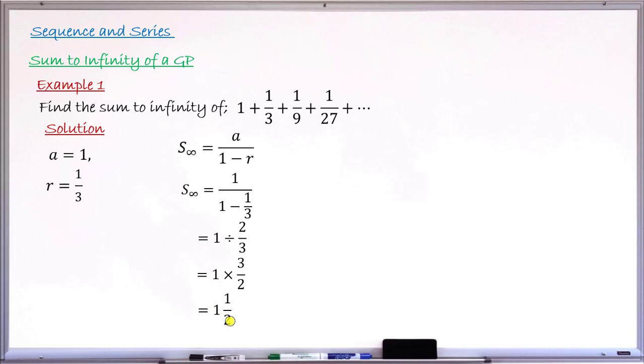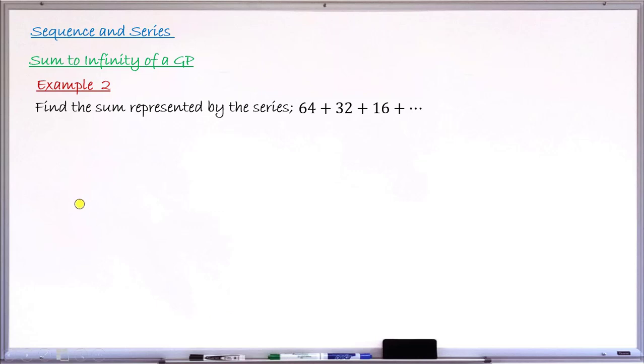So let's take another example. Example number 2 says: find the sum represented by the series. This is the series starting with the first term 64, the next term 32, the next 16, and the next like that. So we don't know how many terms there are in this series. And the question, remember, didn't say the sum of the first 3 or the sum of the first 10 terms. No, it says the sum represented by this series, as this series has no end term. So we now consider it to be summed to infinity.